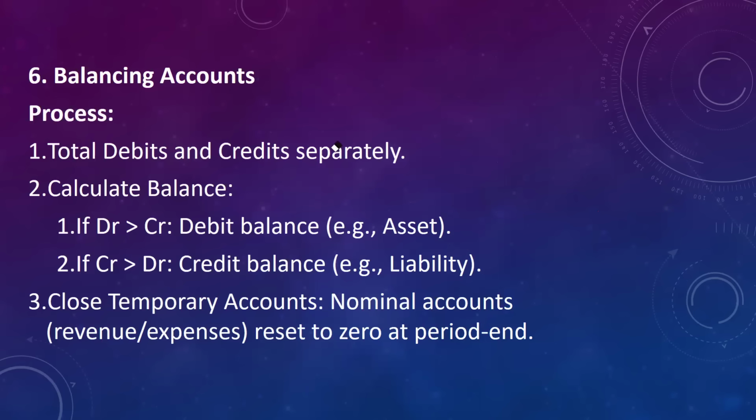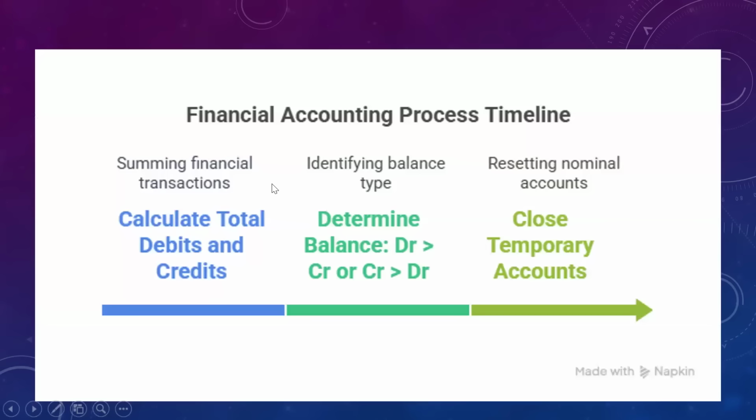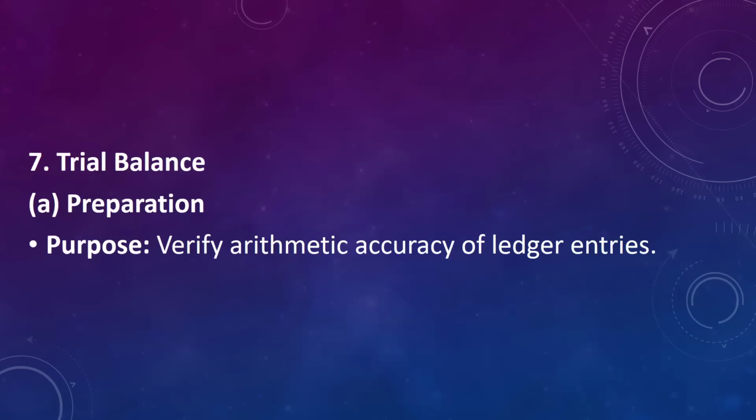Now those balance brought downs, whether on the debit side or the credit side, would be used to create your trial balance. So once you finish recording all of it to your accounts and you balance all of them, you'll take all your balance brought downs and create the trial balance. Trial balance will look like this.